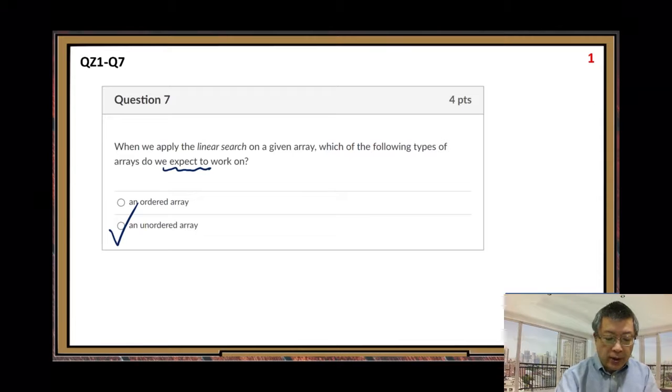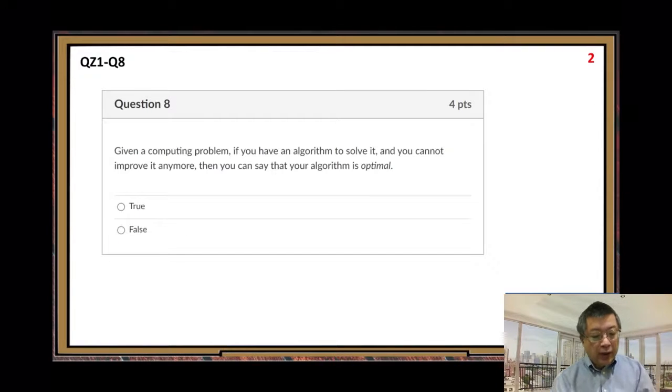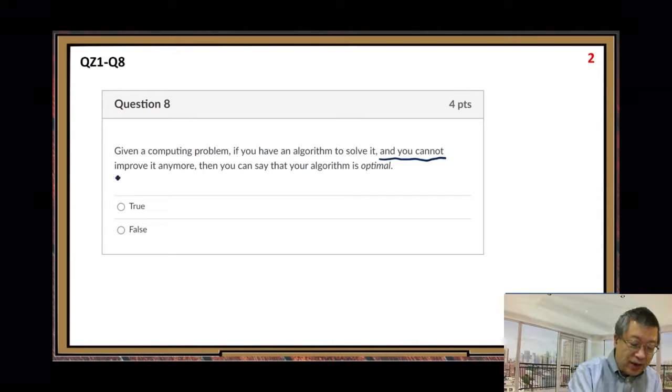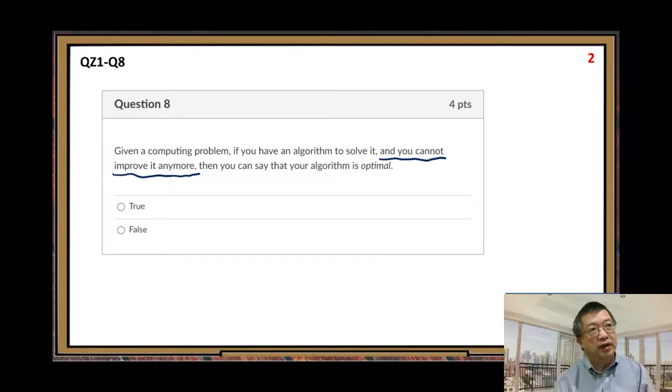Next question, number 8. Given a computing problem, if you have an algorithm to solve it, and you cannot improve it anymore, here I put a U. The U here means the problem solver, a general problem solver. So if you cannot improve it anymore, then you can say that your algorithm is optimal.